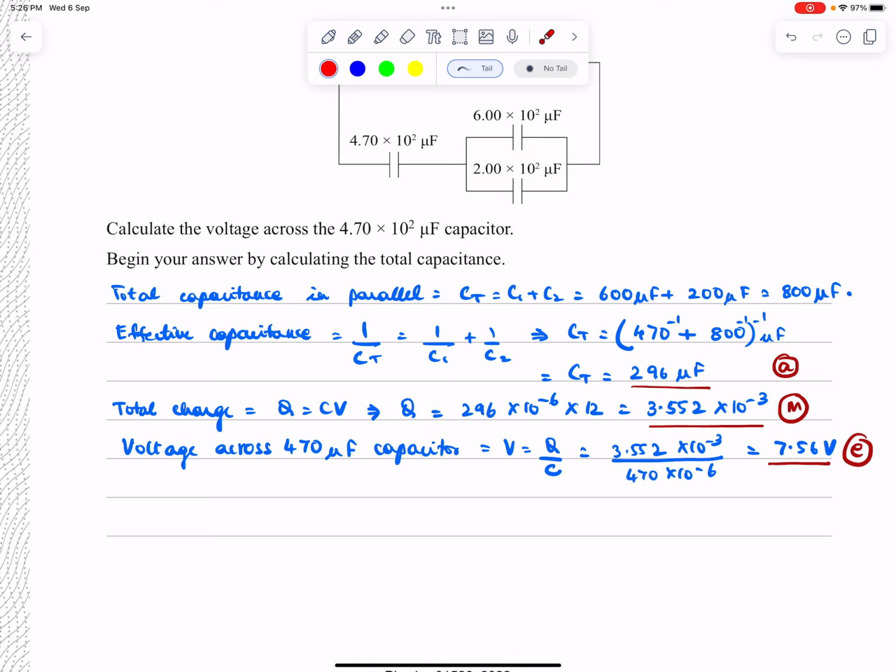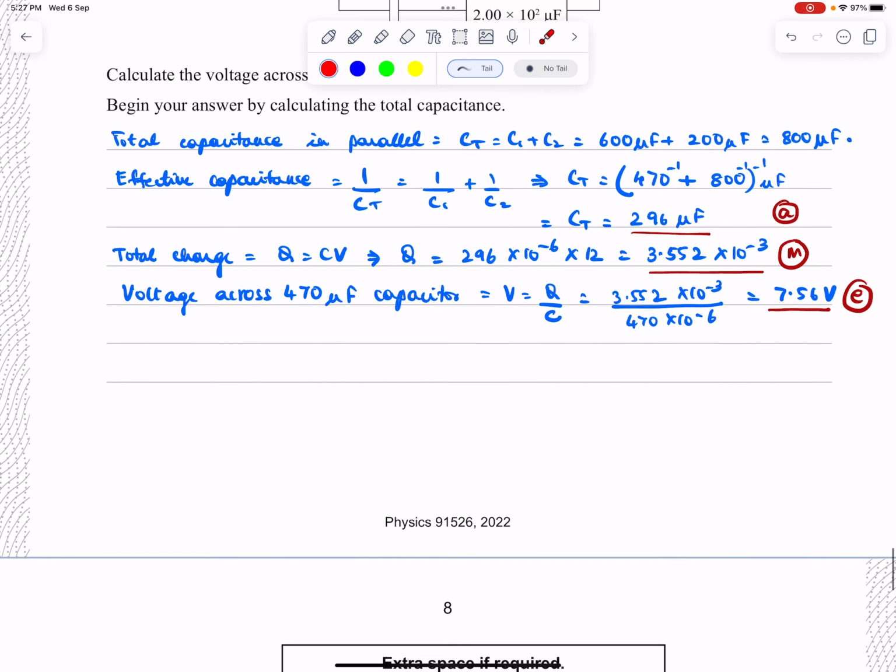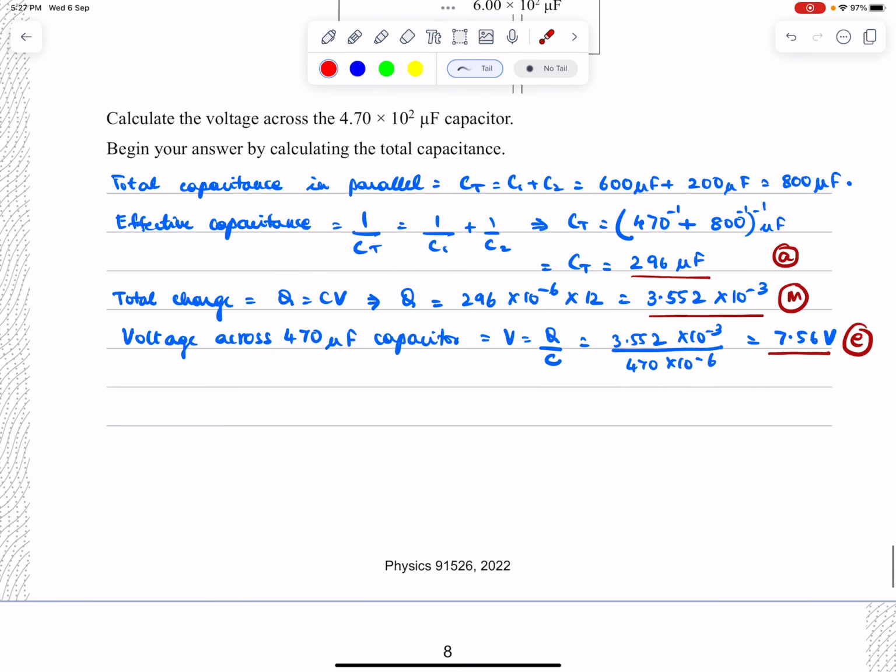Okay, so charge is C times V. So that is your C times V, where V is the supply voltage, and you get your charge. Now the voltage across that capacitor V is Q over C. So this is the charge, and that's your capacitance, and you get 7.56, and that's your excellence. And that's this paper for you.